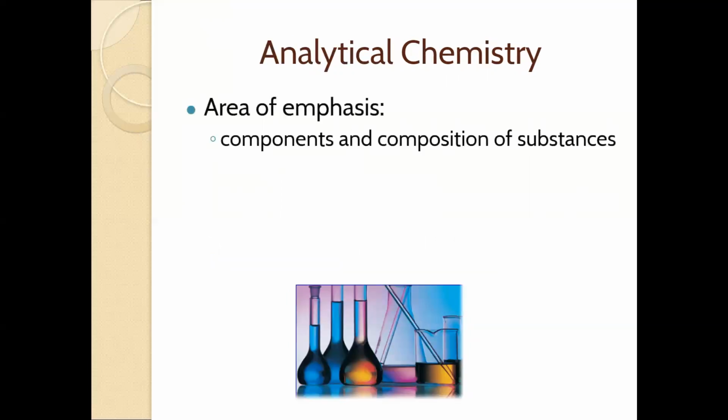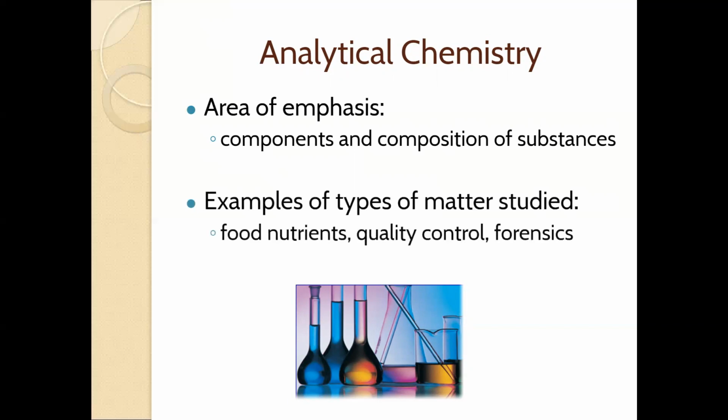Analytical chemistry is going to focus more on the components and composition of substances. So again, you could be studying a substance that's organic, or you could be studying a substance that's inorganic. It doesn't really matter, but you're looking at what's in certain things. So an example that I could bring up, somebody who's studying food nutrition or is a quality control expert or a forensic scientist or something, is going to look very, very closely at the components within certain things. Like, for instance, a crime scene or a food item or a new drug or anything really.